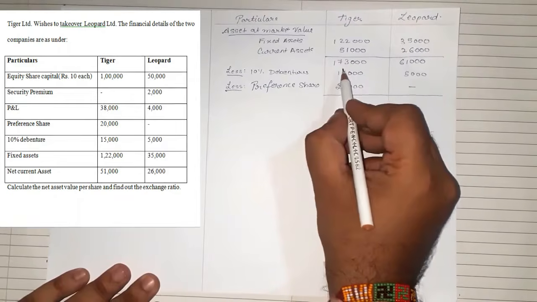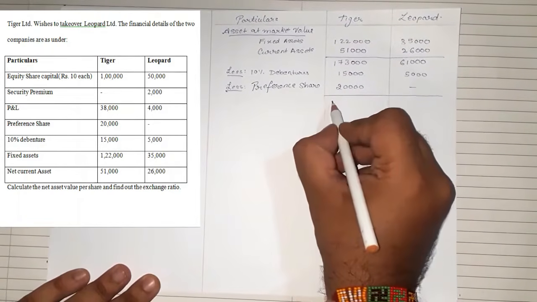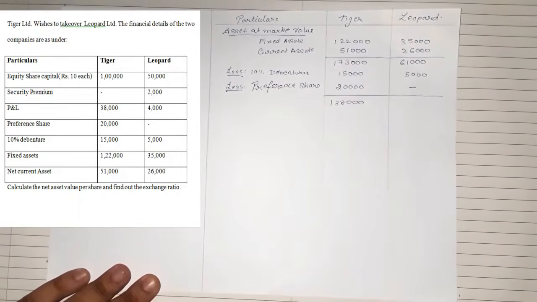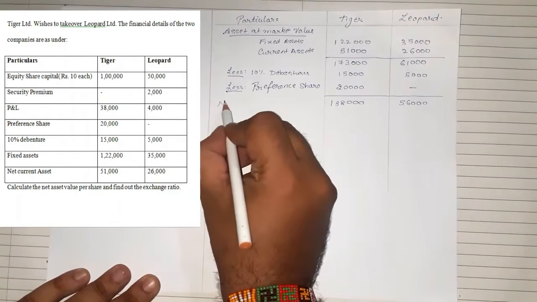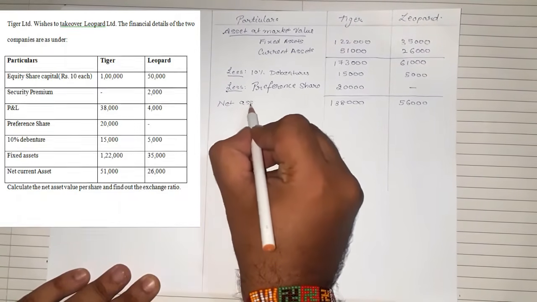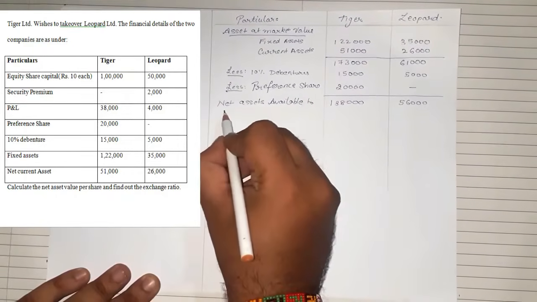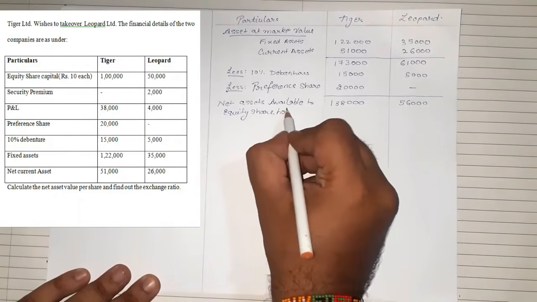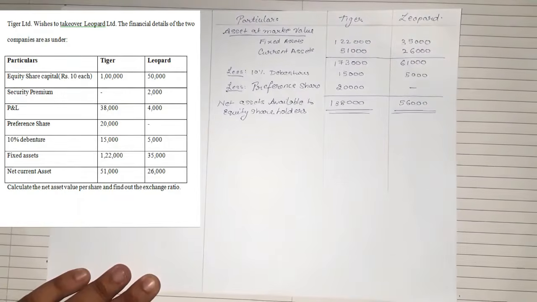So 1,73,000 minus 15 minus 20. The value that you all should have got would have been 1,38,000 for Tiger, and 61,000 minus 5,000 would be 56,000. This is nothing but net assets available to equity shareholders. So this is net asset available.